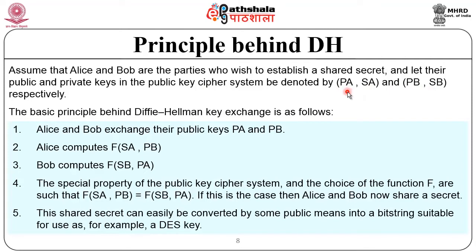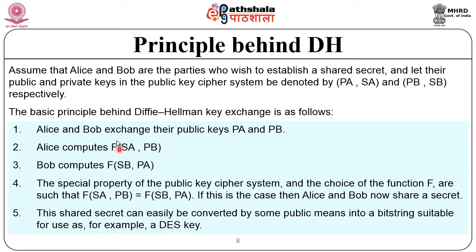That means public, and PA means public information of Alice, and SA means secret information of Alice, and PB is public information of Bob, and SB is secret information of Bob. Now, the basic principle behind this key exchange mechanism is Alice and Bob need to exchange the public keys PA and PB. So, they have to exchange PA and PB, we know it is public information, so they need to exchange.